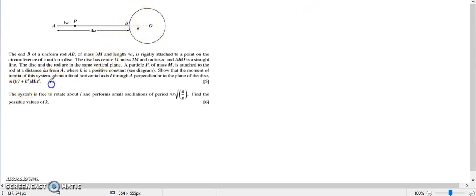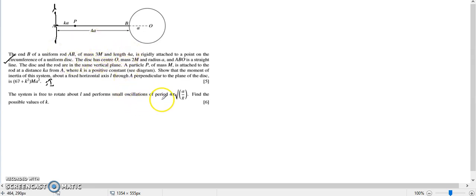Question, we got the moment of inertia as (67 + k²) times ma², right? Now we are moving to the second part. In the second part it says that this is rotating about the axis L, which is passing through the point A. That is mentioned in this particular paragraph, where the axis L is. So axis L is here, passing through A, perpendicular to the plane of this entire system.